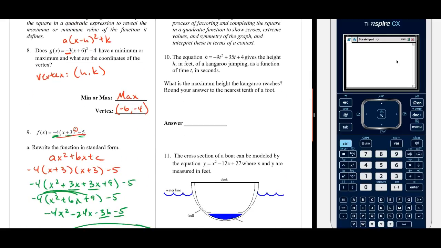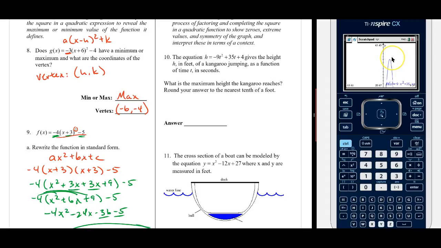The equation given by the height of a kangaroo jump as a function of time. What is the maximum height the kangaroo reaches? So maximum height is going to be the vertex. This is not in vertex form. So I'm going to graph it. So negative 9x squared plus 35x plus 4. I get this guy. And my vertex is all the way up here.